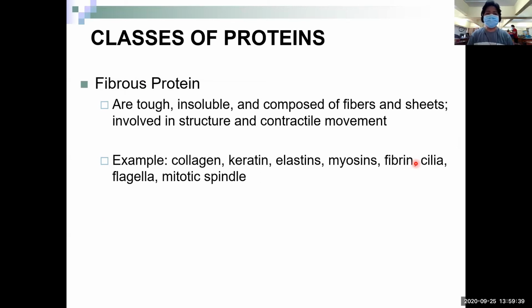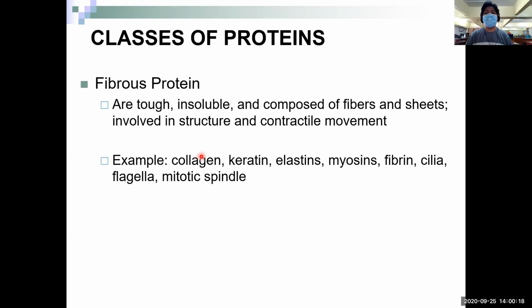You have also fibrous protein. They are tough, insoluble, and they are composed of fibers and sheets, and they are involved in the structure of a cell and also contractile movement of the cell. Examples: collagen, keratin, elastins, myosins, fibrin, cilia, flagella, and the mitotic spindle. So basically, fibrous proteins are responsible for cell structure and for movement.